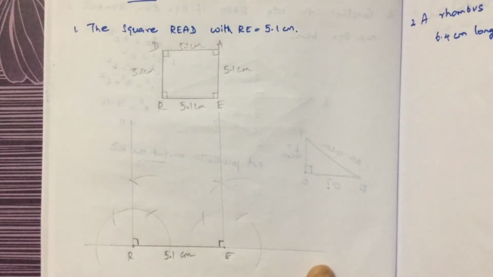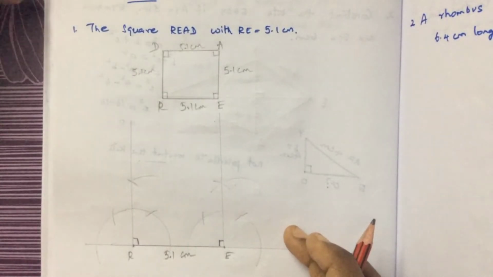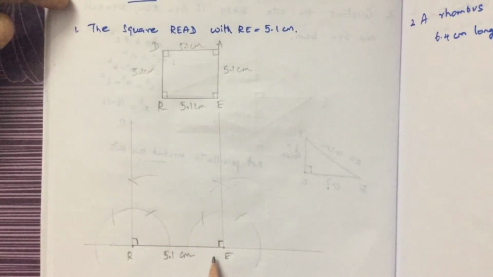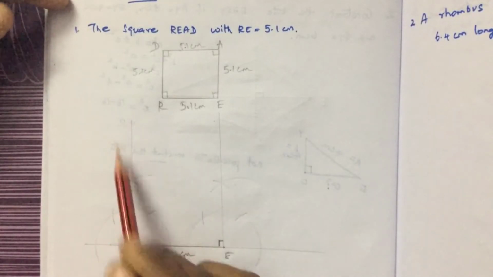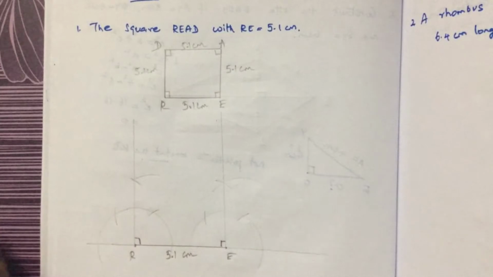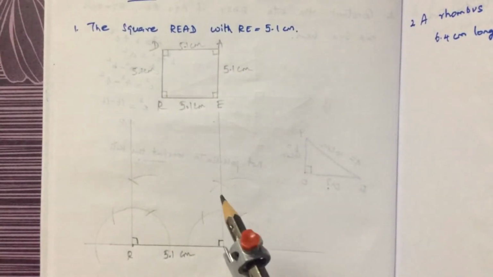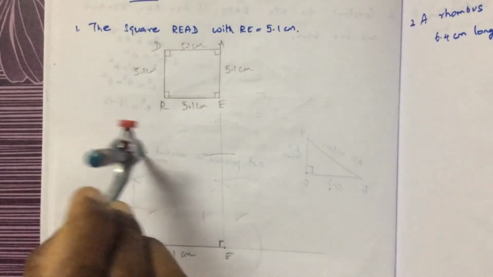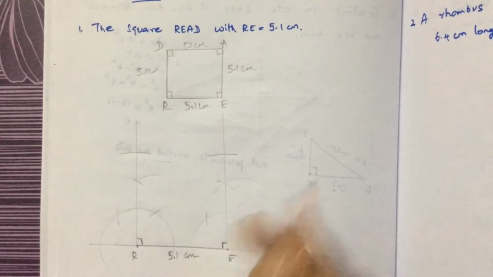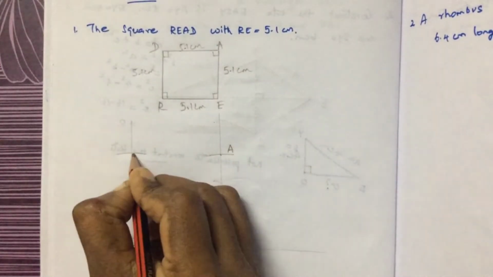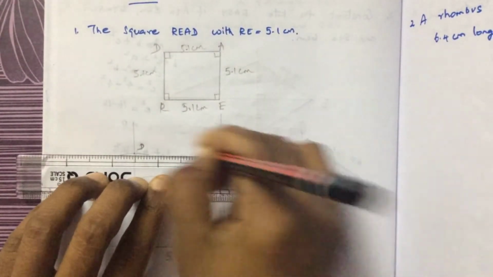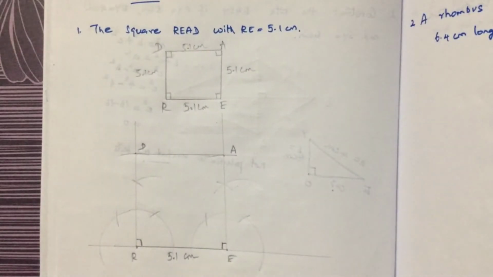Exercise 4.5, the first problem is to draw the square READ of 5.1 centimeter. Here I have drawn 5.1 centimeter. We know that in a square all the sides are equal and each angle is 90 degree. So I have marked this 90 degree line on both R and E. Now take 5.1 centimeter, with E as center, cut here with the same measure, cut a point here. Make this point as A and this point as D, join A and D. This is how it looks.